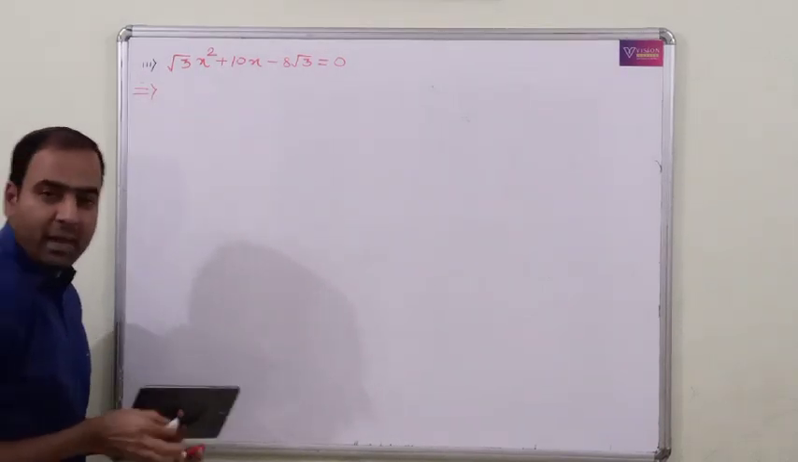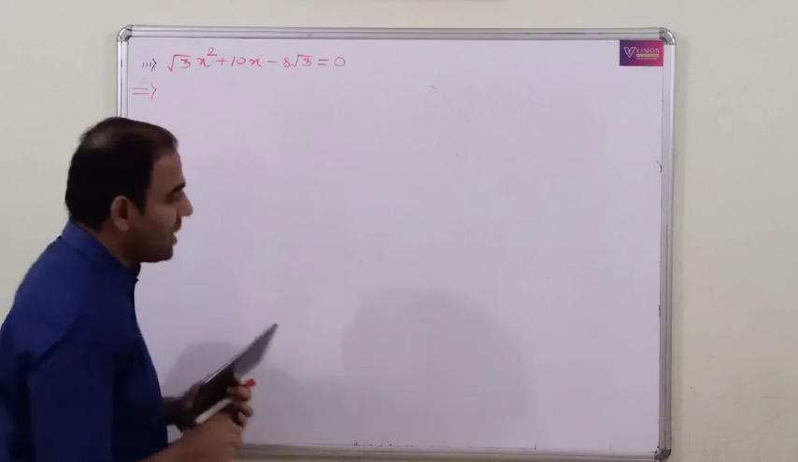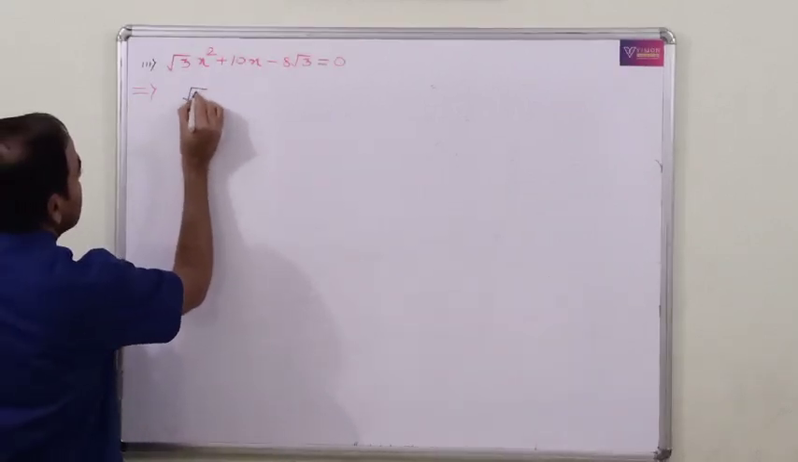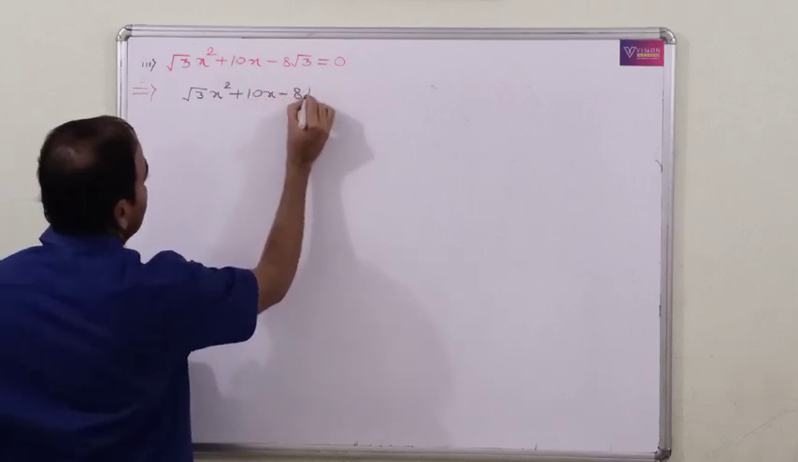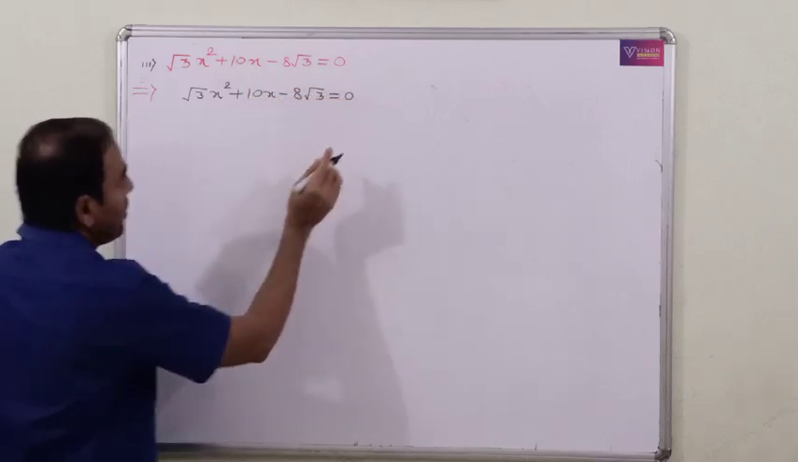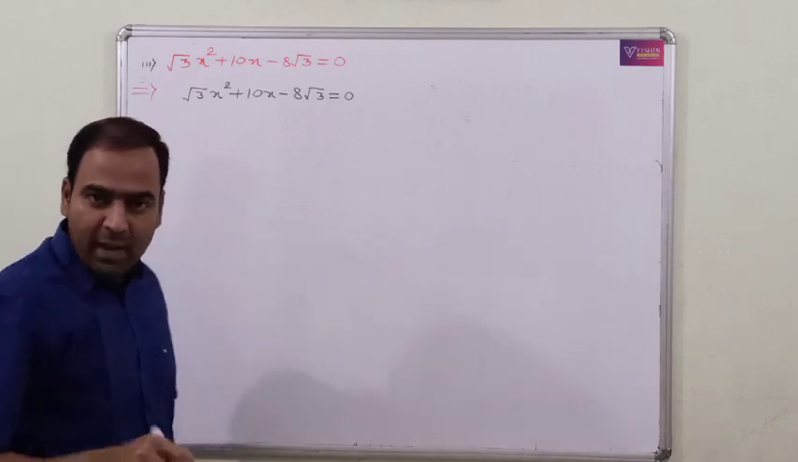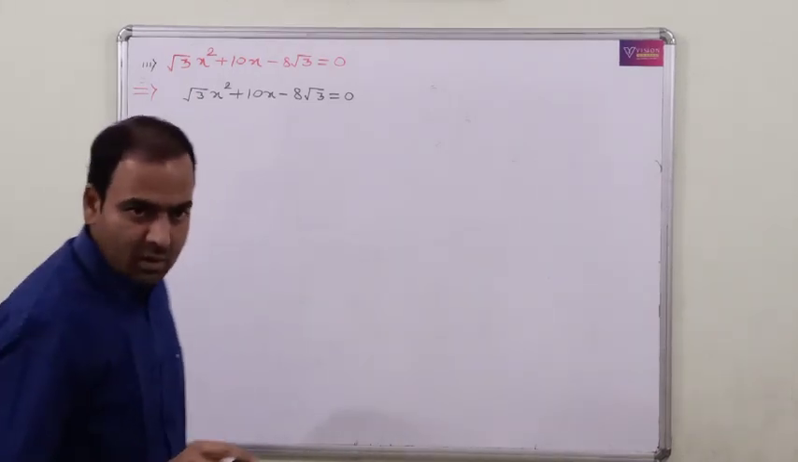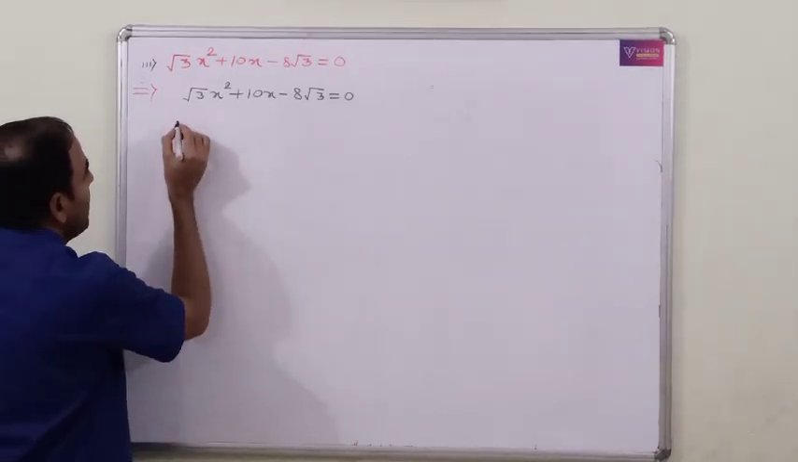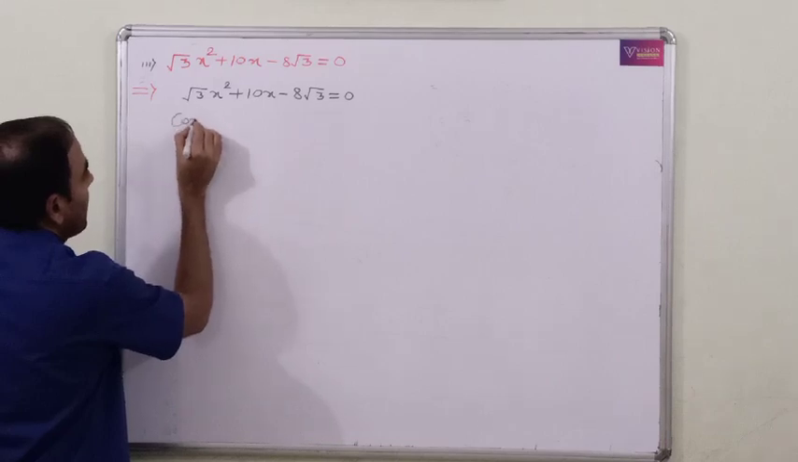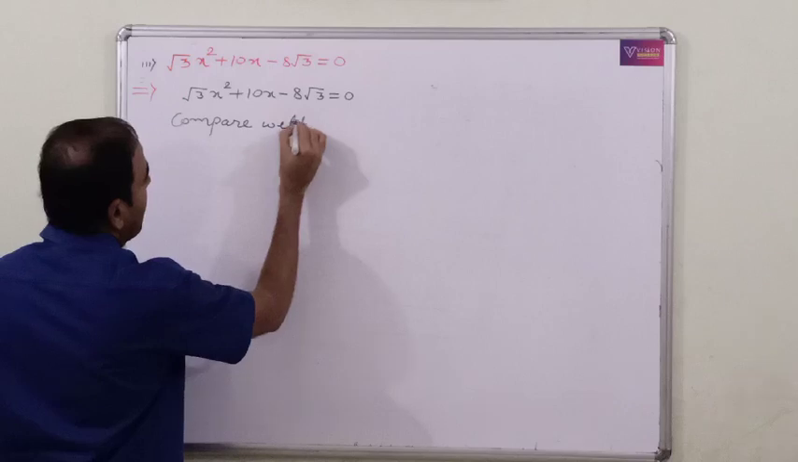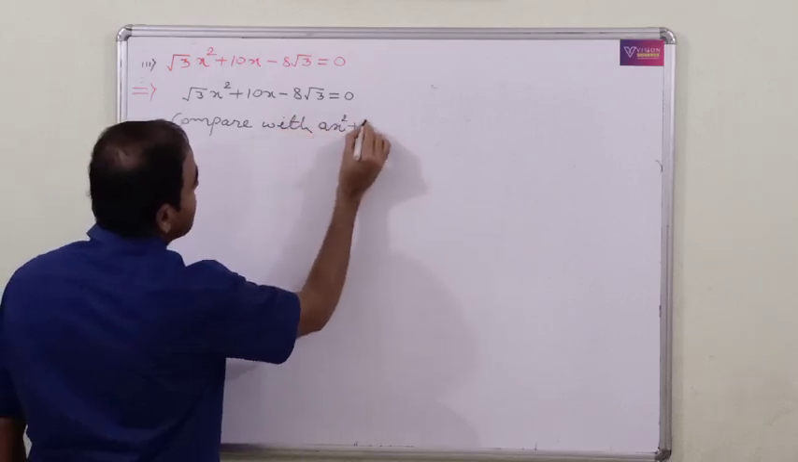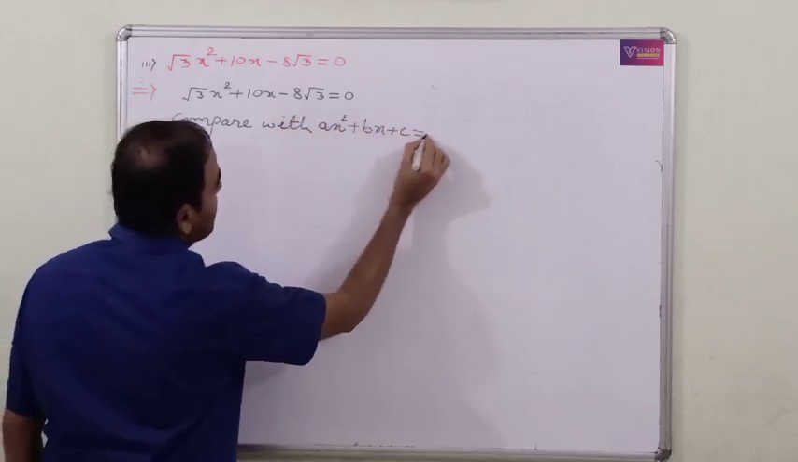It is in the form of ax square plus bx plus c already. Okay. It is root 3x square plus 10x minus 8 root 3 is equals to 0. If you compare with ax square plus bx plus c is equals to 0, then you may write here, compare with ax square plus bx plus c is equals to 0.